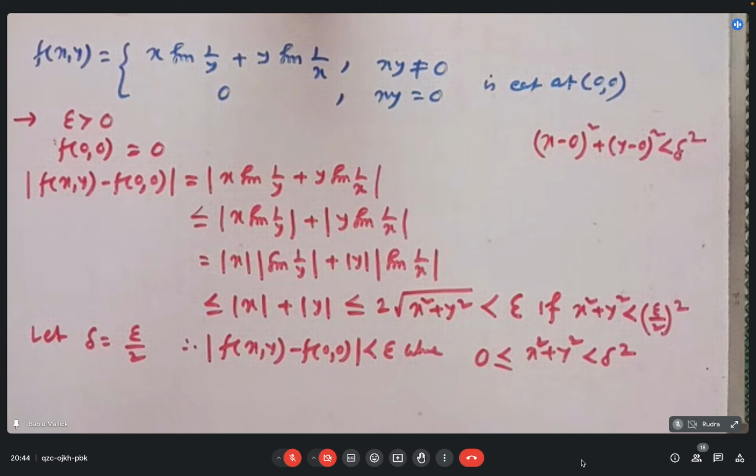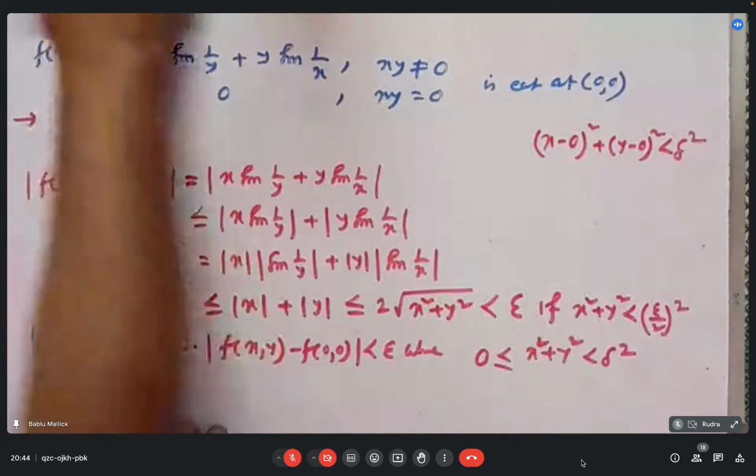Clear, Babu? Any problem? Any problem, students? No, sir. Have you done this type of problem in your college? Yes, sir. You have done this kind? Very good. Okay, just write two homeworks.